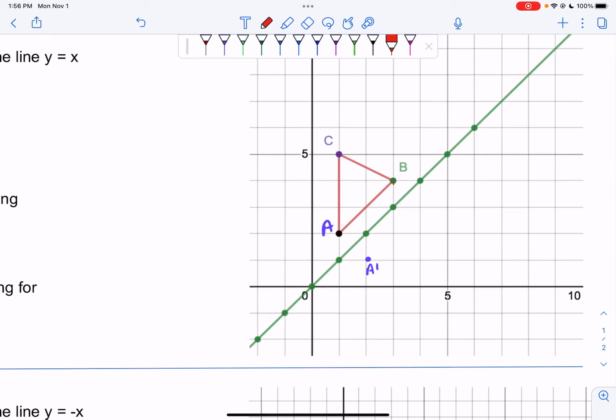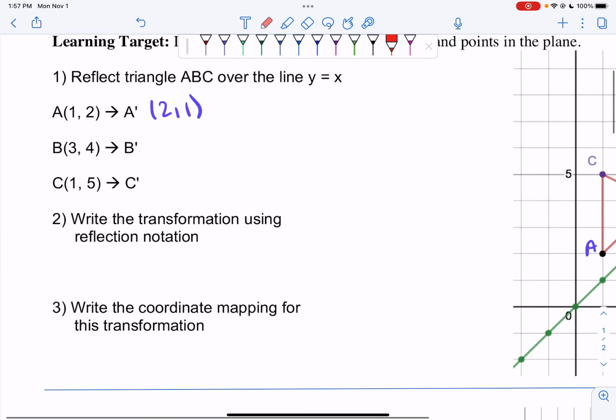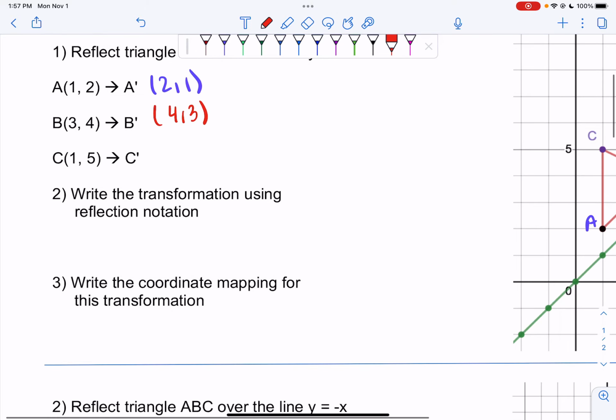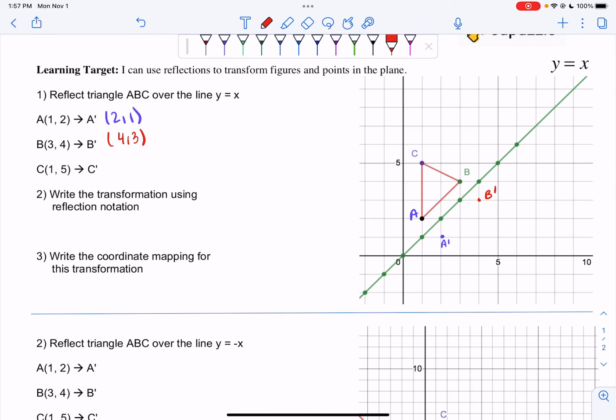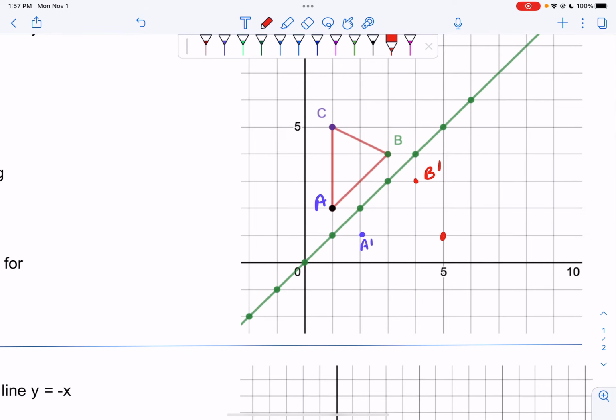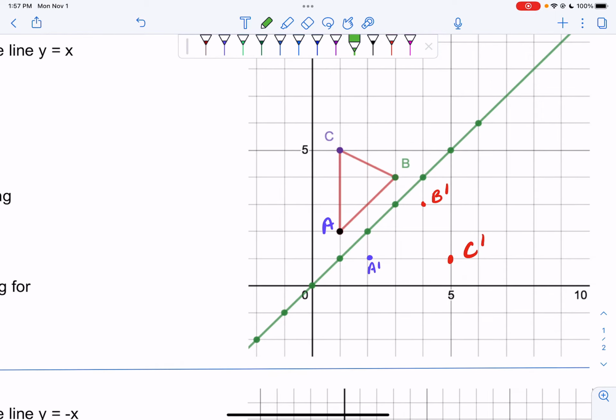If I look at B prime, I start here, I go down 1, and I go right 1. So B prime is going to be located right here, at 4, 3, which makes sense because it's just a switch. Now C prime, where do you think C prime will be located? Very good. C prime will be located at 5, 1. So I go out 5, up 1, and here's C prime. And then I connect my points.